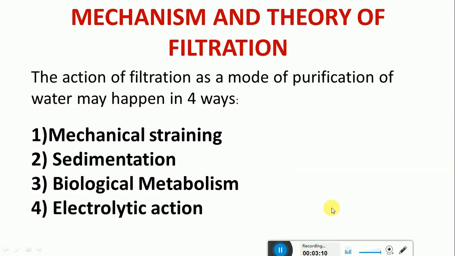Okay. So we have the theory and mechanism of filtration. How does water actually get filtered? That happens by these four phenomena. The first one is called mechanical straining, the second is sedimentation, then biological metabolism, and electrolytic action. Due to all these processes, the water gets purified. That means the turbidity gets removed, the bacteria get removed, and very fine suspended particles which are not removed by sedimentation and clariflocculation can be removed by the process of filtration.